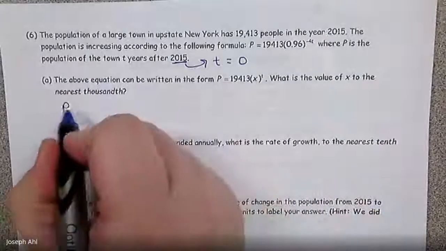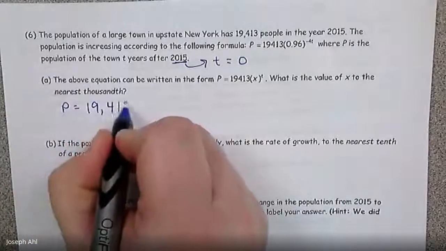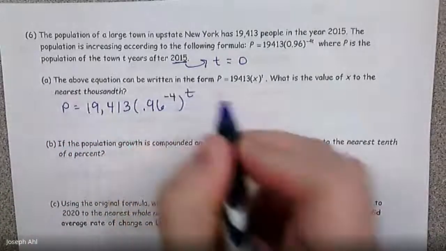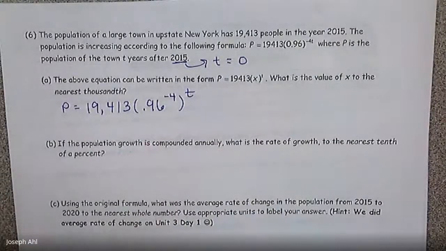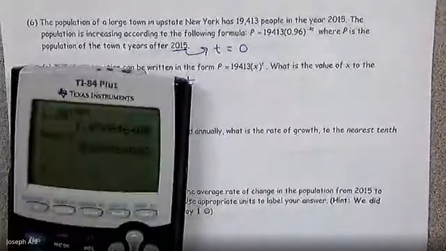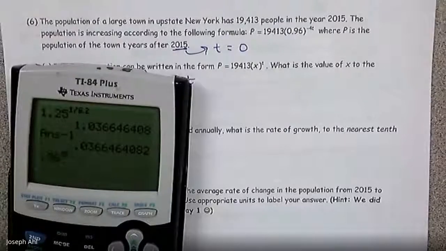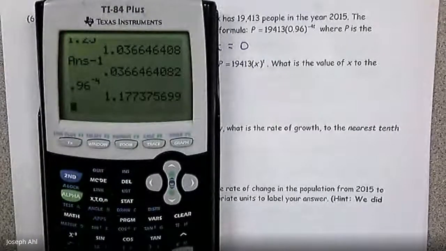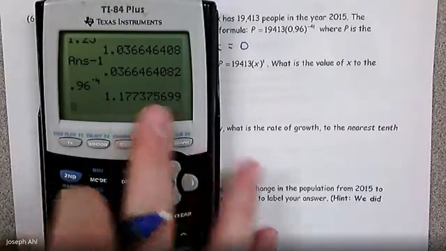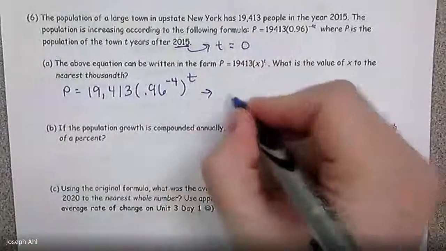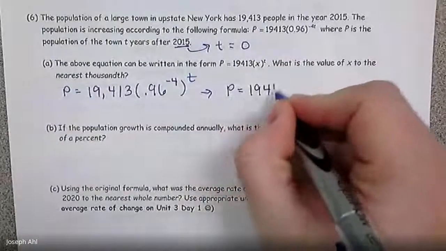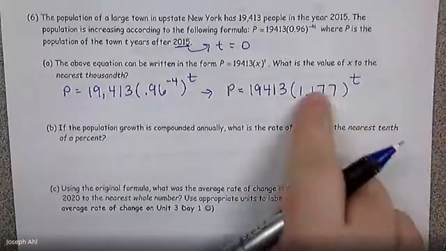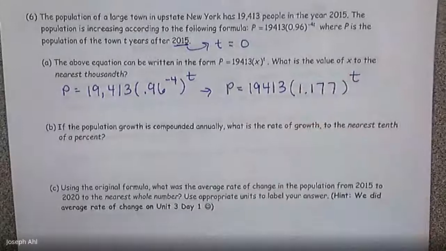So we're going to write the population as 19,413 times 0.96, suck in the negative 4, to the t. And then we'll round that to the thousandths place when I type this in. 0.96 to the negative 4th power is 1.177 is what it would be to the thousandths place. So this is equivalent to P equals 19,413 times 1.177 to the t. Now it's definitely a rate of growth as time goes on, okay?